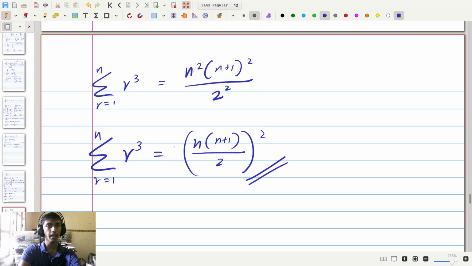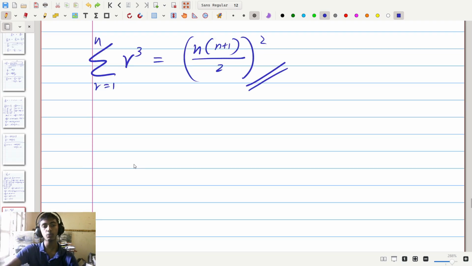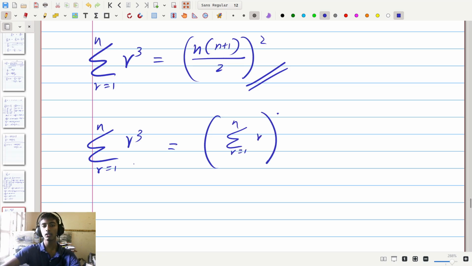You can see a nice interesting thing that happens here, because the sum from r equals 1 up to n of r is equal to n times (n plus 1) divided by 2. Because of this, we can say that the sum from r equals 1 up to n of r cubed is equal to (the sum from r equals 1 up to n of r) squared. It's a nice interesting result that we get when we simplify this down and find this expression.